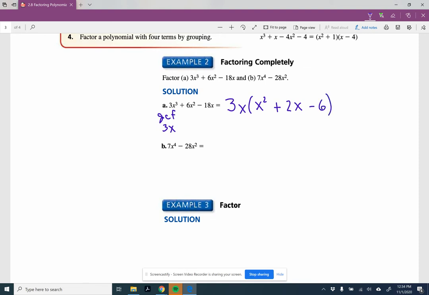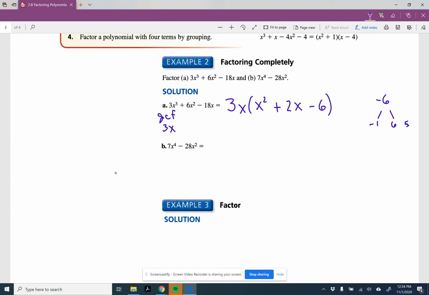Now, the next step in our factoring process is we have a trinomial, and it's definitely not a perfect square because 6 is not a perfect square. But we're going to do a times c, which is negative 6. We're going to look for 2 factors of negative 6 that add up to 2. What are the factors of negative 6? Negative 1 and 6. 1 and negative 6. That sum is positive 5. Negative 1 plus 6 is positive 5. That's not going to work.